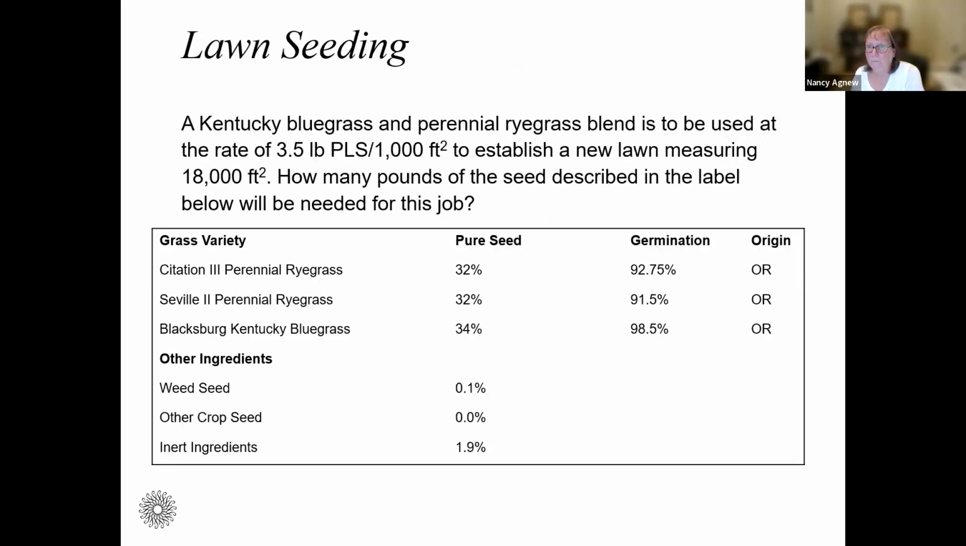Okay. So here's an example of seeding an area. We've got this Kentucky bluegrass and perennial ryegrass blend, and it's to be used at a rate of 3.5 pounds pure live seed for every 1,000 square feet. And this is a rate for establishing a new lawn. Overseeding is a different rate. This new lawn measures 18,000 square feet. So how many pounds of the seed described in the label will be needed for this job?